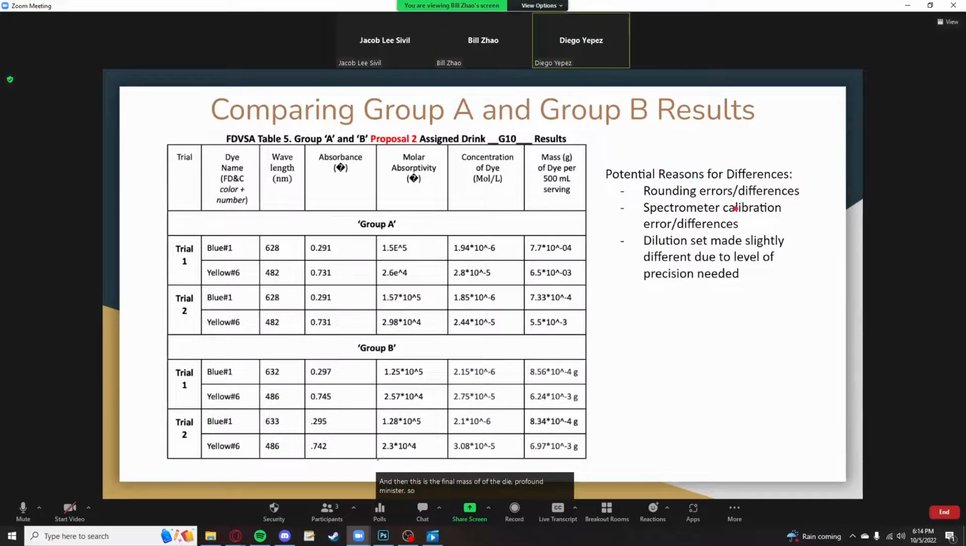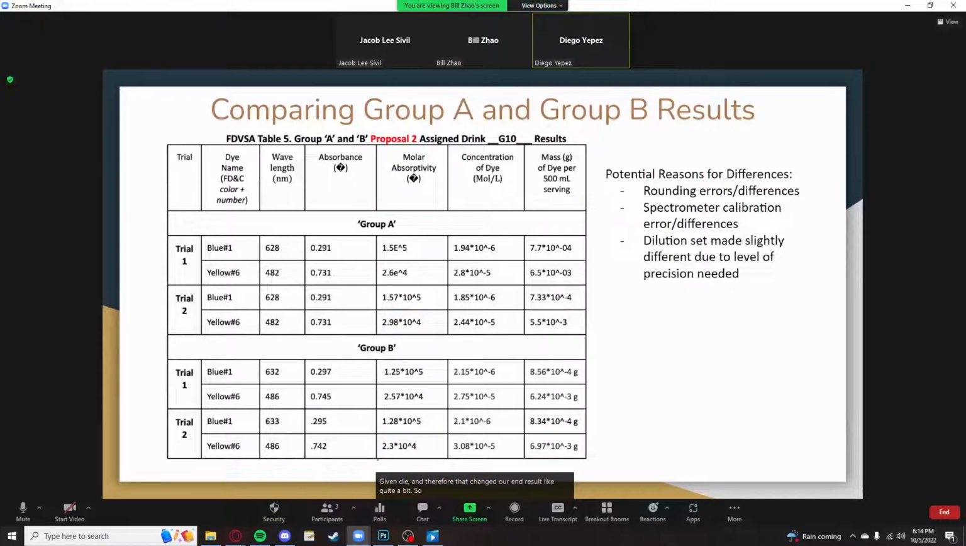Comparing group A and B's results, we saw that our results were pretty similar overall. But even looking at the wavelengths, we got slightly different wavelengths for each given dye, and therefore that changed our end result by quite a bit.